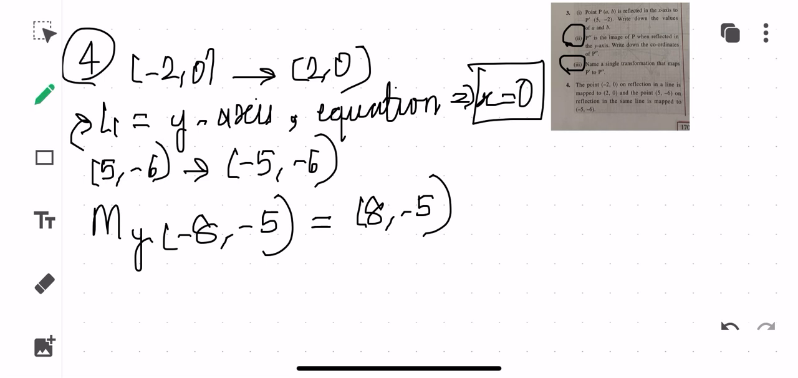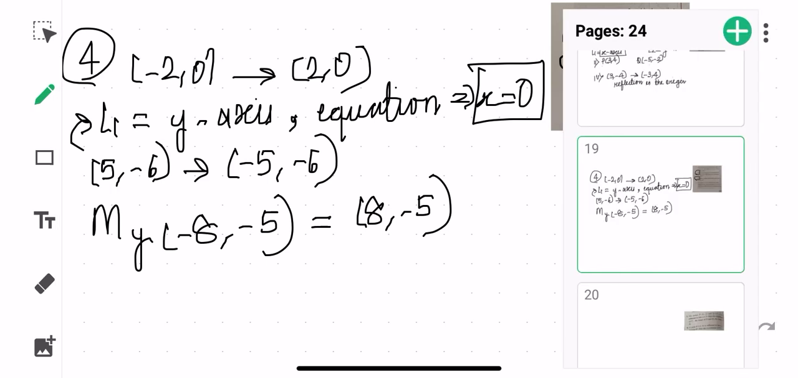So now we will be moving to the next question, that is question number 5. In question number 5, the question says the points P 4 comma 1 and Q minus 2 comma 4 are reflected in line y is equal to 3. Find the coordinates of P dash, the image of P, and Q dash, the image of Q. So this is how you are going to do it, children.